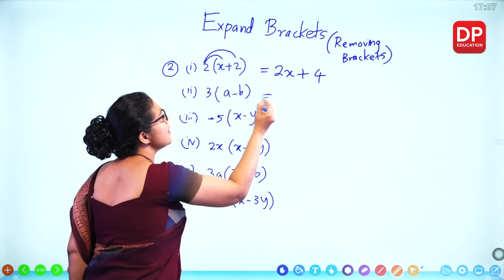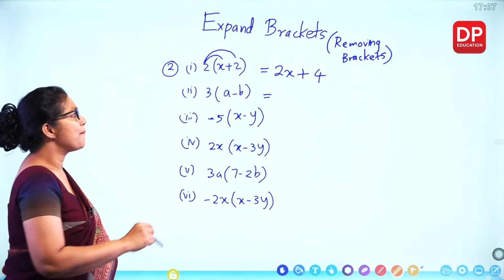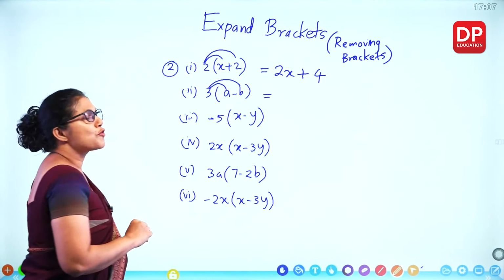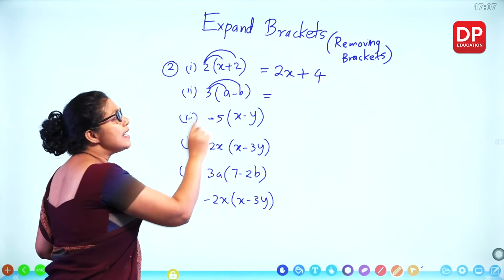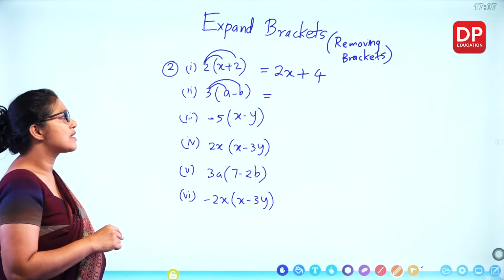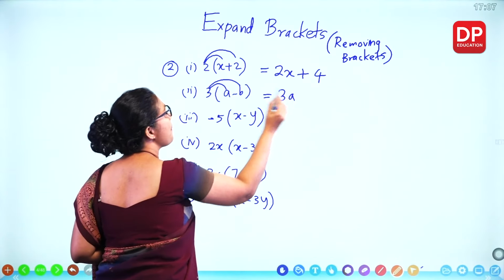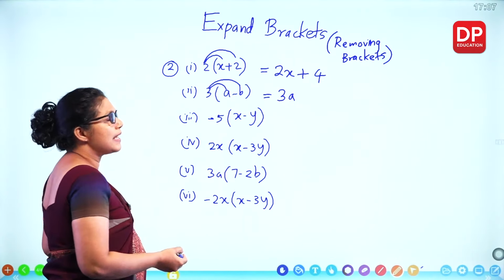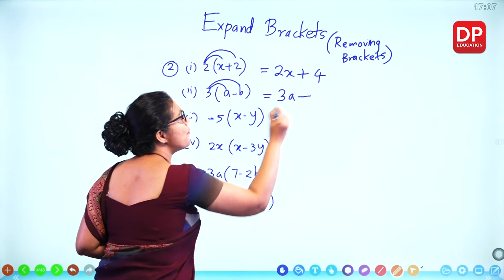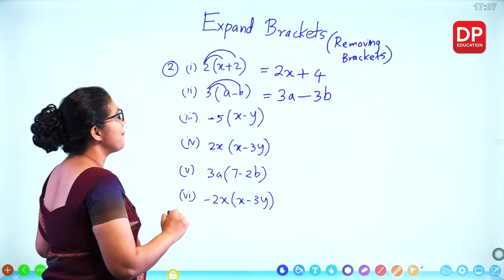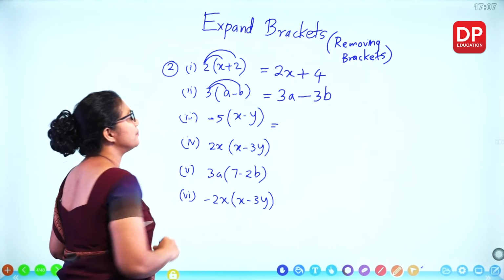When you are getting plus, the final answer is also plus. Now we'll take this one with a negative sign. Again, same rule. When you are multiplying, you have to multiply both these inside numbers by the outside number. So 3 times a, 3a. 3 times minus b, you will end up with minus 3b.